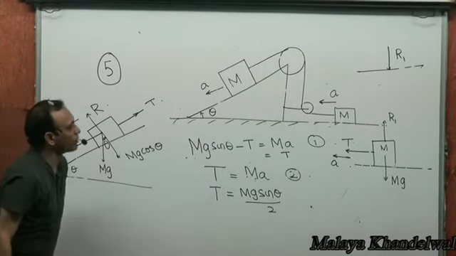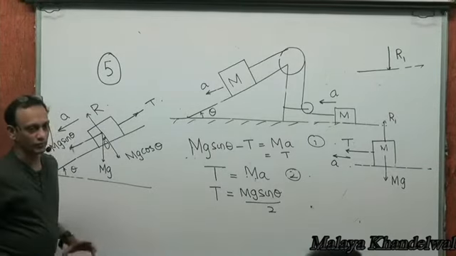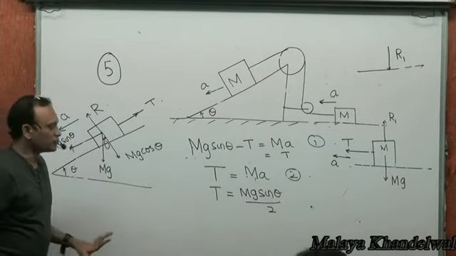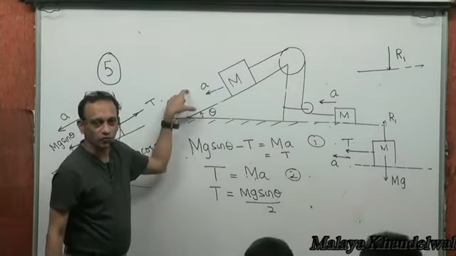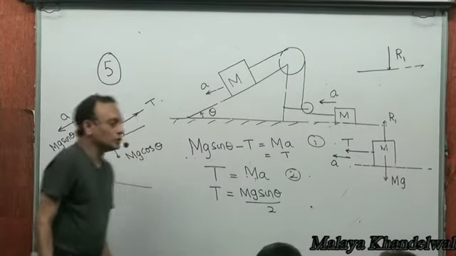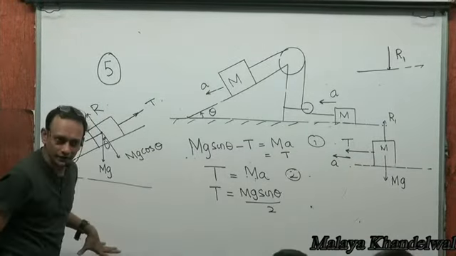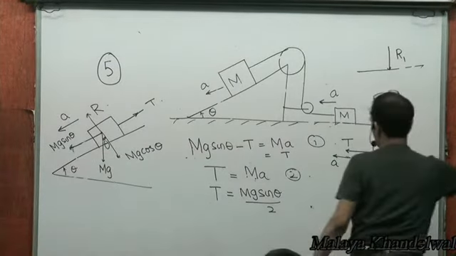Now, only for the heck of it, I want to demonstrate one more thing in this connection. The problem is solved, right? A will turn out to be g sine theta by 2, and so on and so forth. Now, can I remove the clutter from here and just demonstrate another fact?